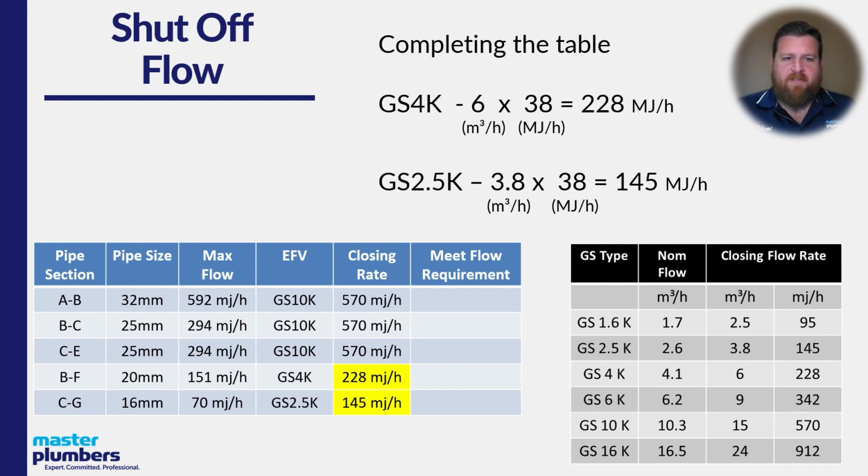And continuing on in the table, pipe section B to F has a GS4K, or a 4 cubic meter valve. Now that has a closing flow rate of 6 cubic meters, which is going to give us approximately 228 megajoules an hour. And pipe section C to G has a GS 2.5K, or a 2.5 cubic meter valve that has a closing flow rate of 3.8 cubic meters, or approximately 145 megajoules an hour.